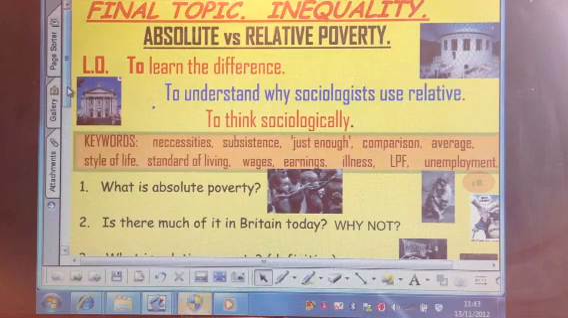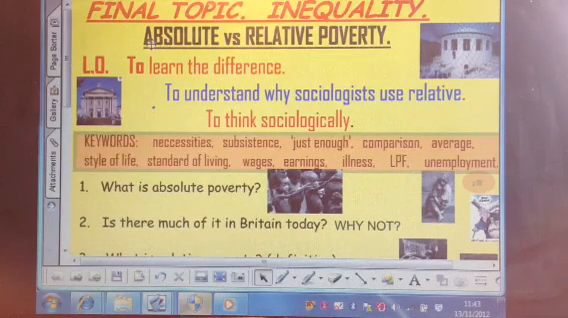Okay, final lesson for GCSE, final topic for GCSE sociology is back to inequality. So we've got to do more work on class, we've got to do some work on gender, ethnicity, that sort of thing. But we're going to start off with poverty. If you're in the textbook, we're on page 190, 191.